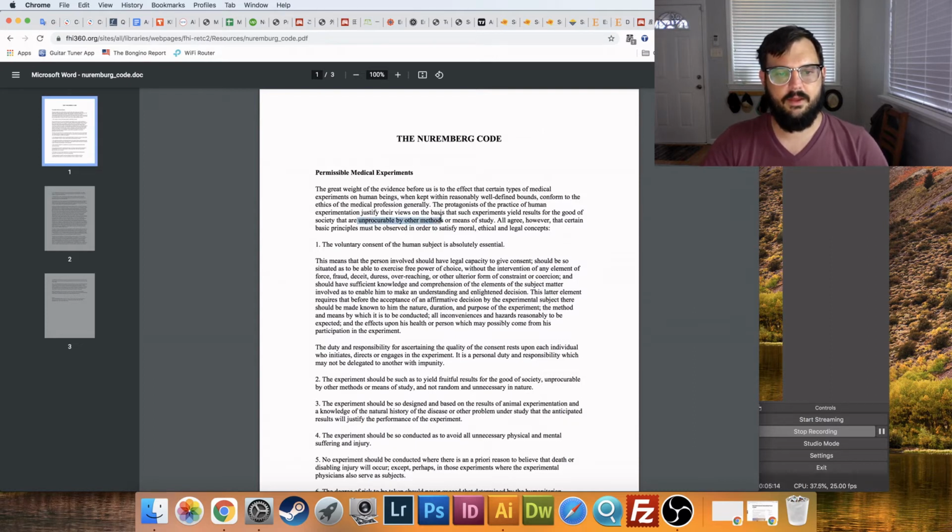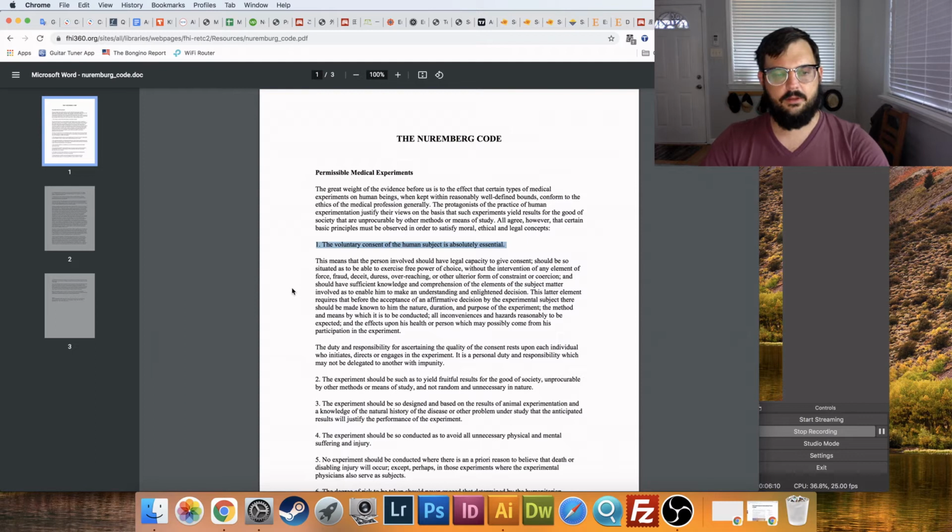"Unprocurable by other methods or means of study" is, of course, the one requirement for all human experimentation. And so the first point: the voluntary consent of the human subject is absolutely essential. This means that the person involved should have legal capacity to give consent, should be so situated as to be able to exercise free power of choice without the intervention of any element of force, fraud, deceit, duress, overreaching, or other ulterior form of constraint or coercion, and should have sufficient knowledge and comprehension of the elements of the subject matter involved as to enable him to make an understanding and enlightened decision.